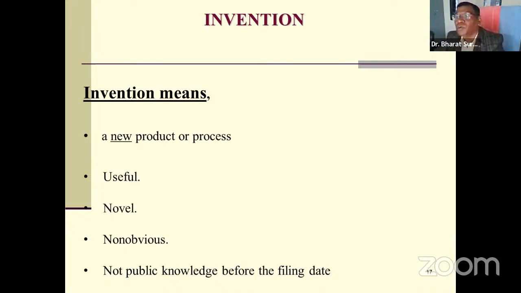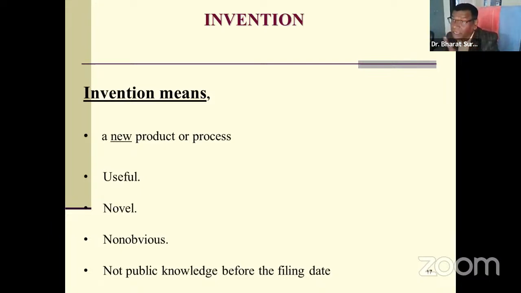Even if you want to publish your own article or paper in any international or national journal, what are you doing? You are checking whether my research topic is published in a national or international journal or not. If not, then only you are going to publish. Same way, to qualify the definition of invention, it's a new product or process, useful, novel, and it should not be in the public knowledge. Then only you are qualifying for filing the patent.